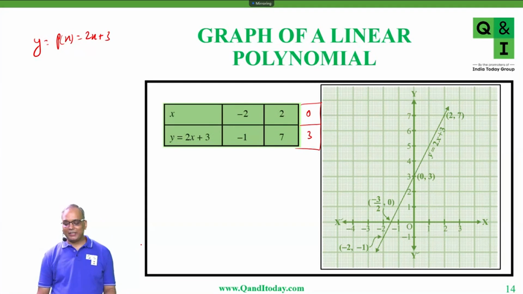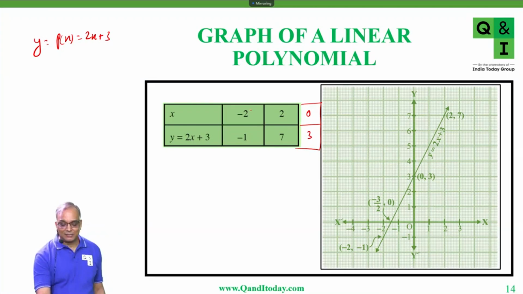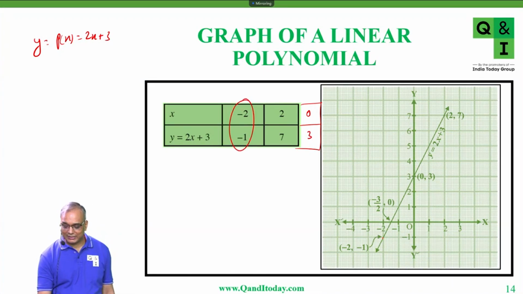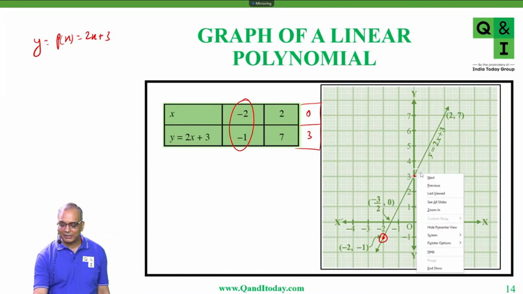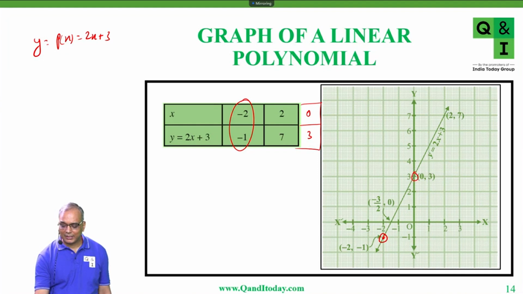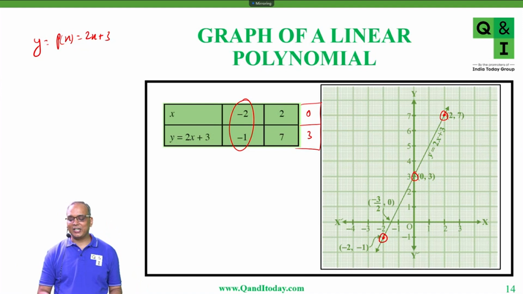So you will plot these 3 points. This is your point minus 2 comma minus 1. Then second point is 0 comma 3. And the third one is 2 comma 7. Then once you have got these 3 points, you will join them with a straight line.